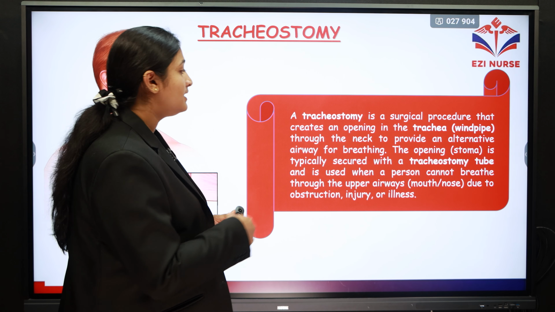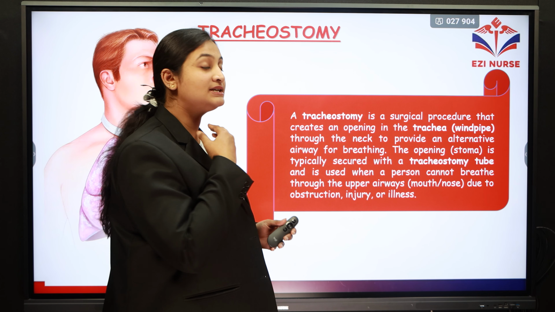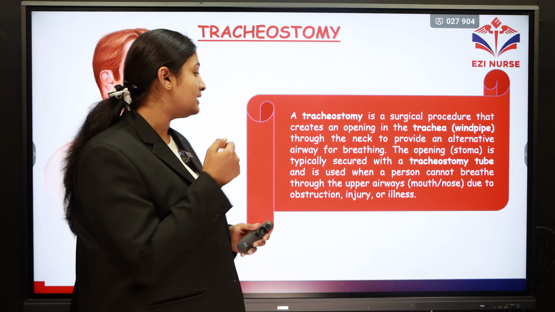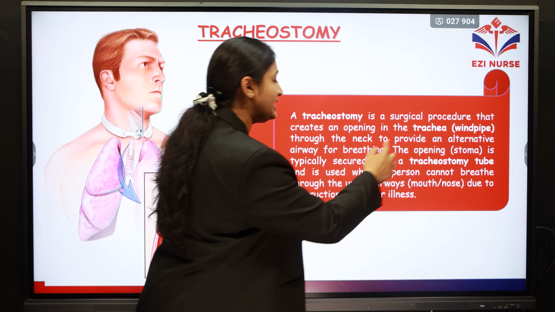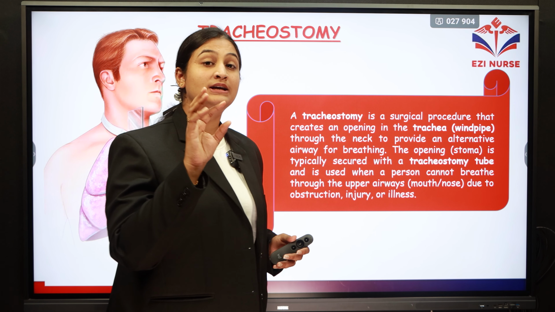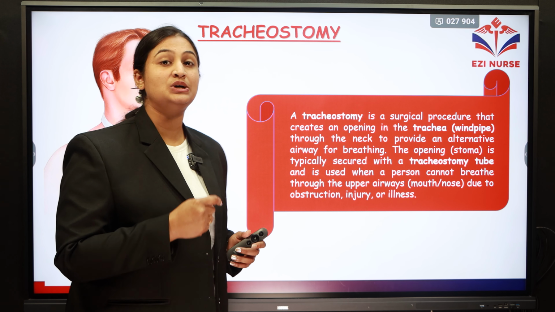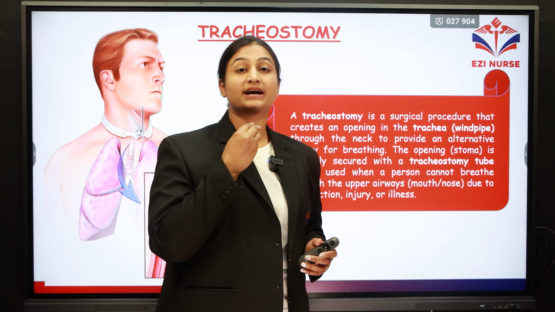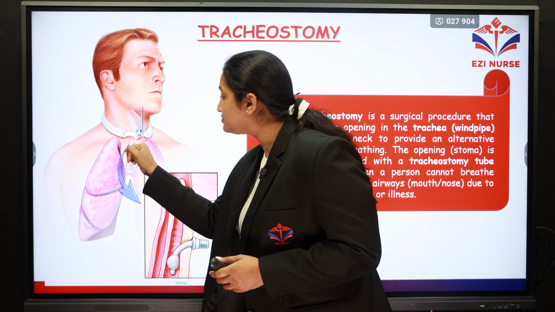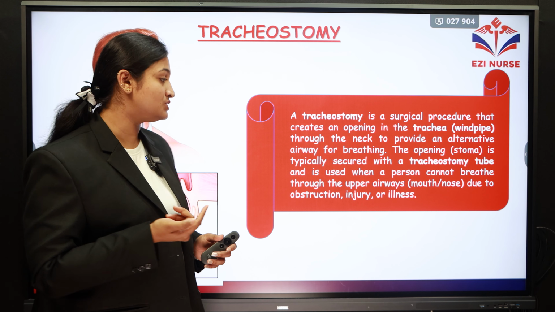A tracheostomy is a surgical procedure that creates an opening in the trachea, that is the windpipe, through the neck. It provides an alternative airway for breathing, and the opening is termed a stoma, and it is typically secured with a tracheostomy tube. So this is your tracheostomy tube, and it moves through the windpipe. The opening is called the stoma.